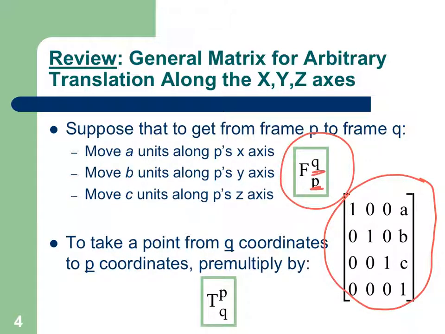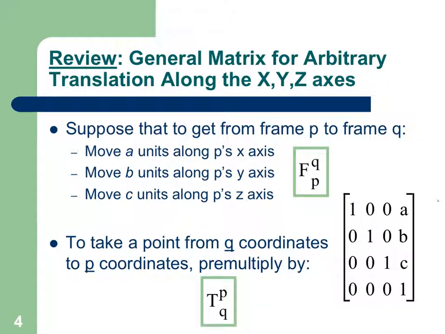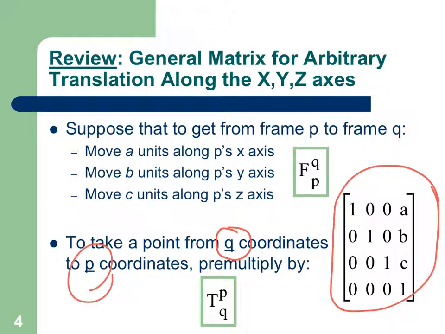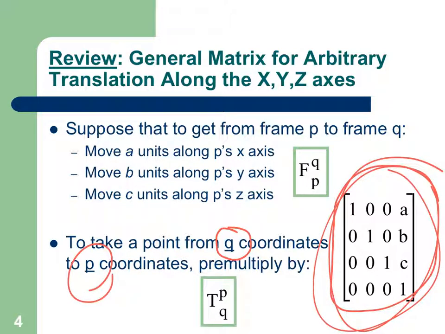But the cool thing is that the F from P to Q is exactly the same as the transformation from Q to P. That is, we can use the same matrix if we know the Q coordinate location of an arbitrary point in space and we want to turn it into P coordinates. All we need to do is take this matrix and pre-multiply the vector representing our point in Q coordinates by this matrix.